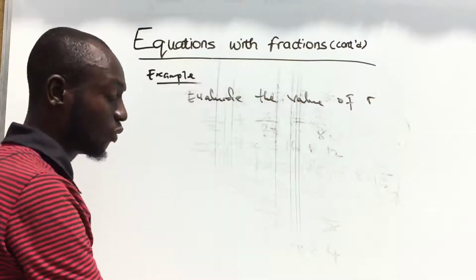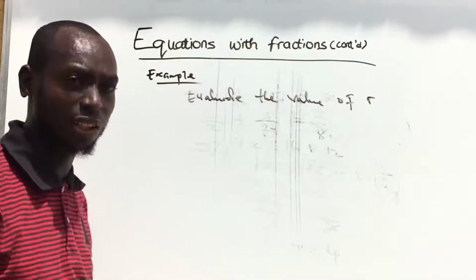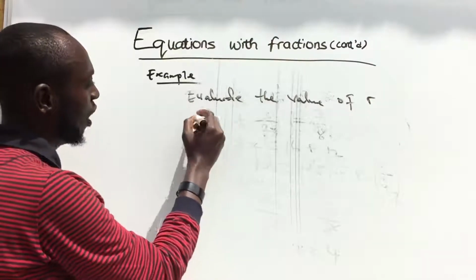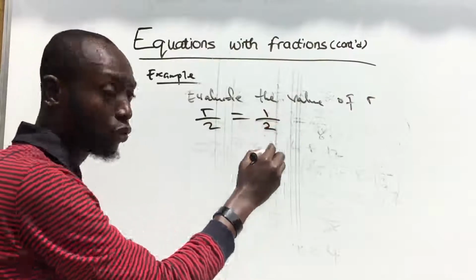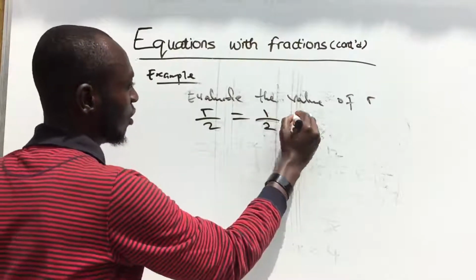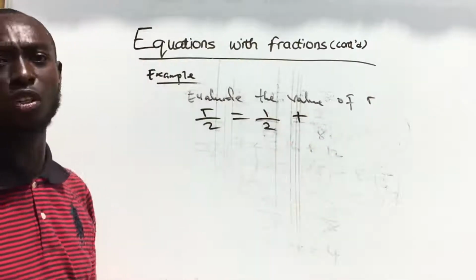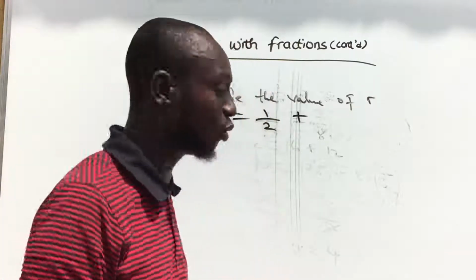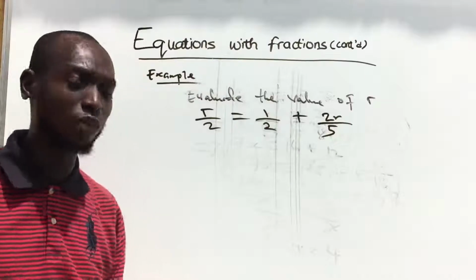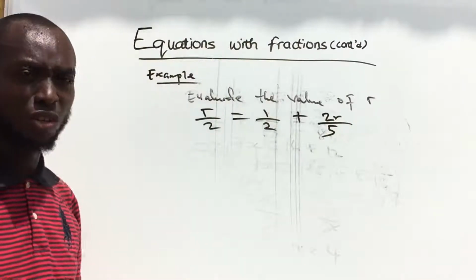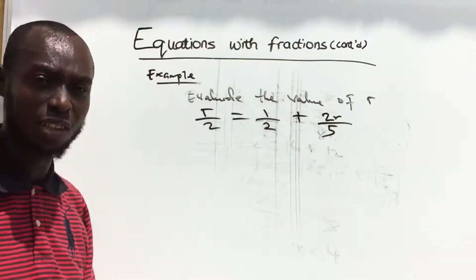So we're going to evaluate this quickly. Look at the question. Evaluate the value of r: r over 2 equals 1 over 2 plus 2r over 5. Now to evaluate such questions, how do you do that? You find the LCM.